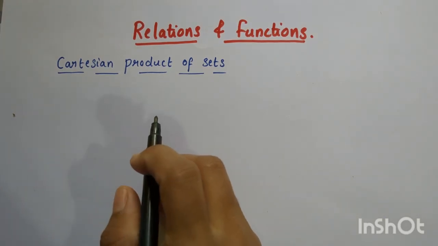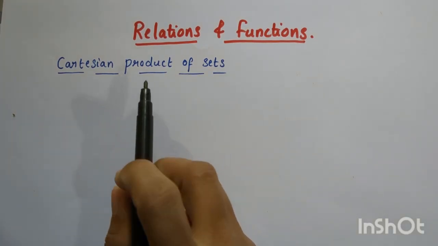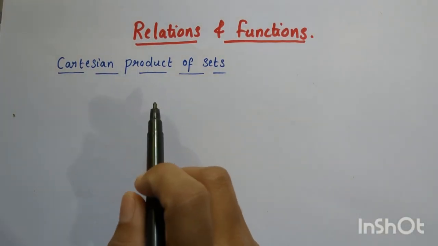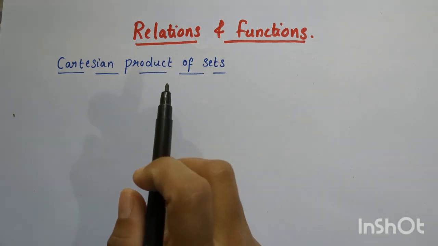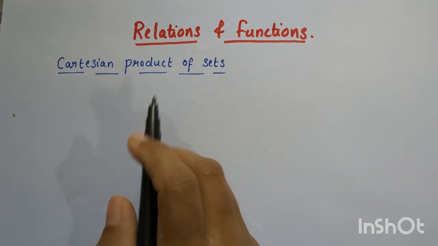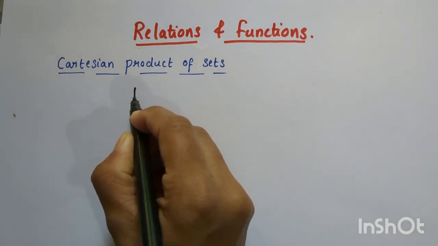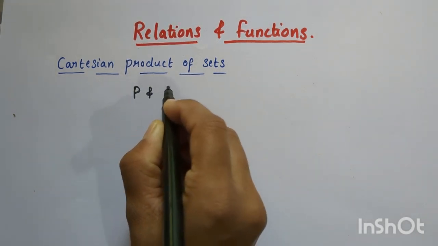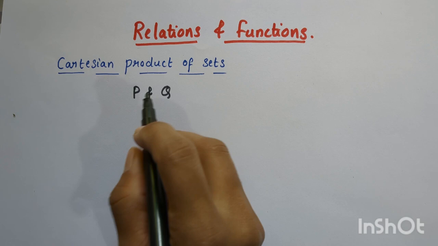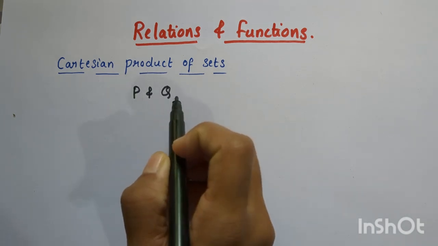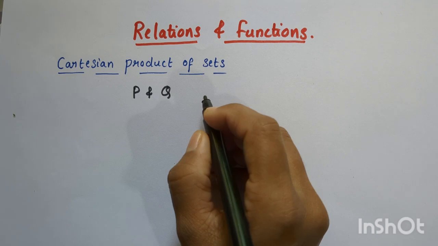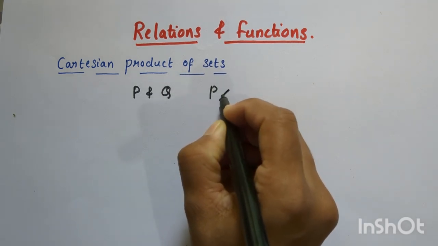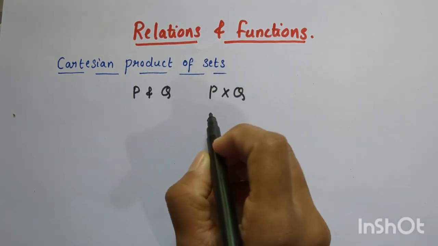Hello everyone. In this video, we are going to discuss Cartesian products of sets from chapter 2, Relations and Functions, of class 11 Maths. You see, if we consider two sets, P and Q, the Cartesian product of these two sets P and Q is denoted by P cross Q.